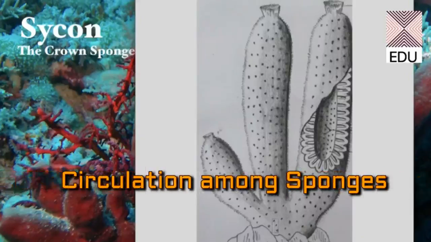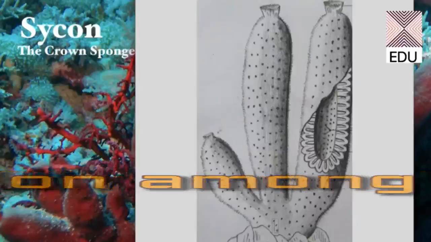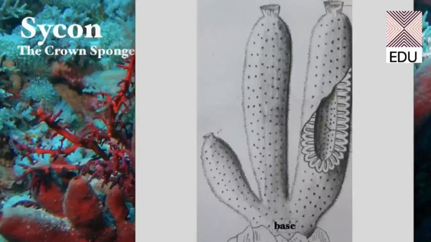Now this is a beautiful picture of Sycon, and if we go with the morphology of this particular animal, here at the very lower side of this animal we have the base. This is the base of the animal which is attached to the substratum. Next is what is called the cylinder. This is the basic body of the Sycon.